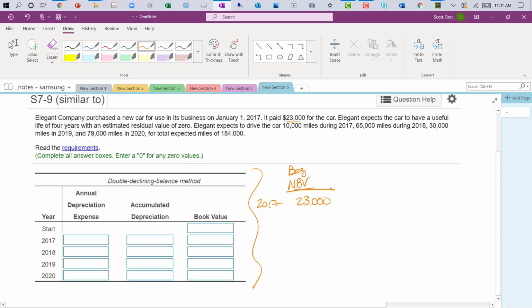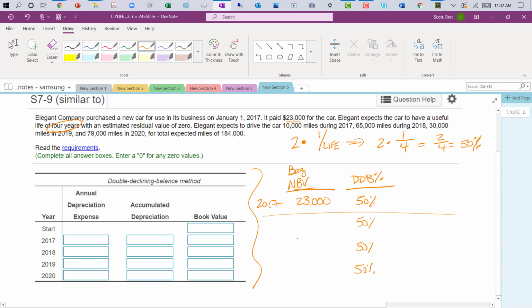Okay. The double declining balance rate, DDB, deaf, dumb, and blind, percentage, is 2 times 1 over the life in years. So in this case, what does that mean? I take 2 times 1 over a life of 4 years, which is 2 over 4, which equals 50%. 1/2. Nice. 50%. That's going to be the same each year, so I'm just going to plug that in all the way down.